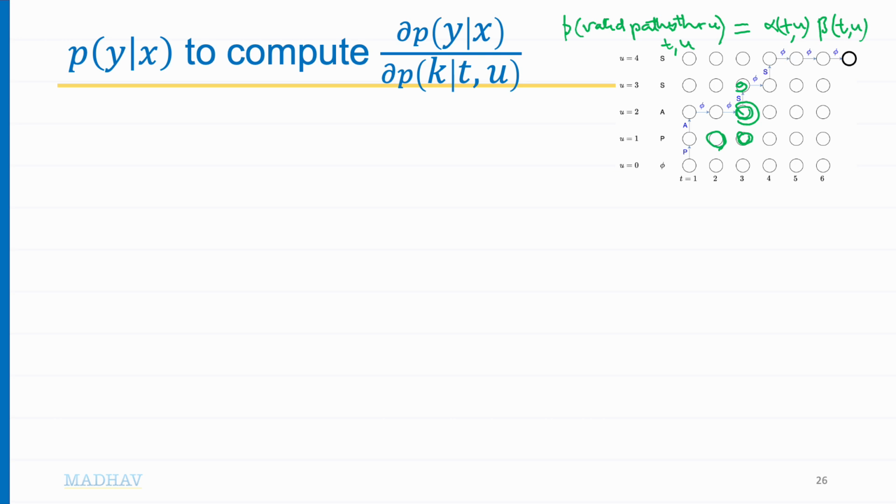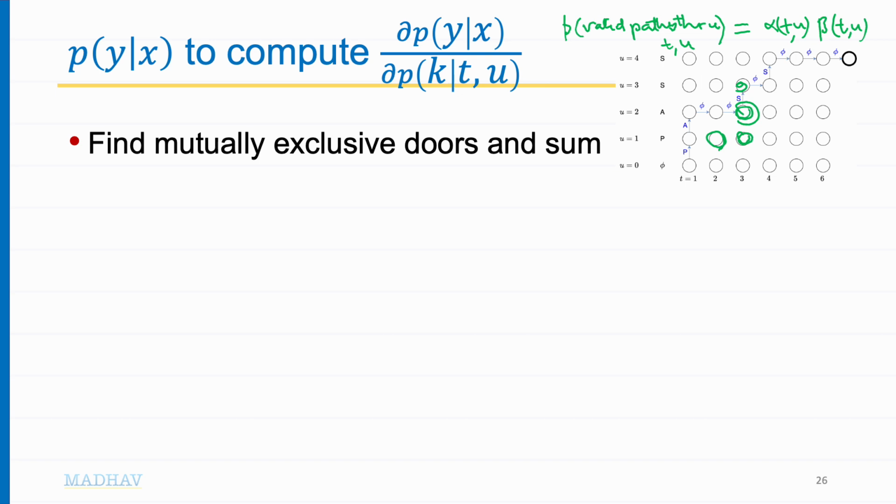Earlier, the path was always in this direction, right? So all the doors which were in the vertical cross section were mutually exclusive, because if you are passing through this door, you can't pass through this door, right? All paths which are passing through this door can't pass through this door because they are mutually exclusive doors. Now here you have to find the mutually exclusive doors. So find what are your mutually exclusive doors, which means you are sure that if it is passing through this node, then it cannot pass through this node. Where is that node?